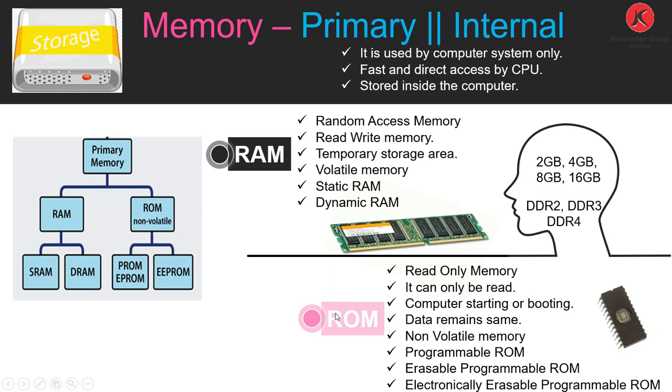Now next is ROM. ROM stands for read only memory. It can only be read from. The information which is stored inside the ROM can only be read. We cannot erase or update the information which is stored inside the ROM. The best example of the ROM is your boot system. When we start the computer, it needs some boot devices. So this is managed by the ROM. The data remains the same, which means information stored inside the ROM cannot be erased. It is also called non-volatile memory. There are three types of ROM: programmable ROM, erasable programmable ROM, and electronically erasable programmable ROM. You can see here, this is the ROM which is fixed on the circuit, or we can say on the motherboard. So this is called a primary memory.